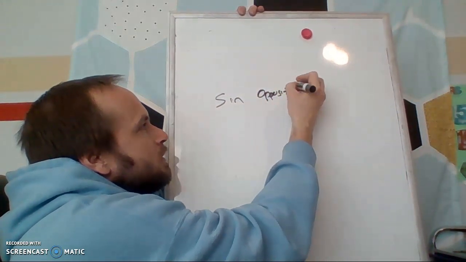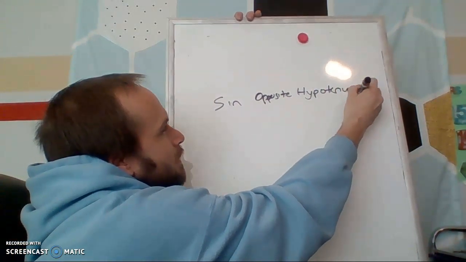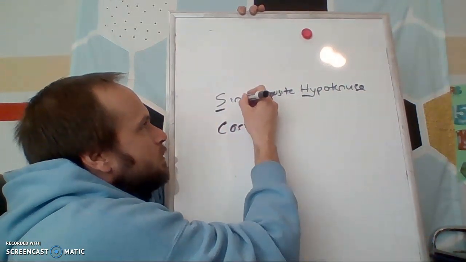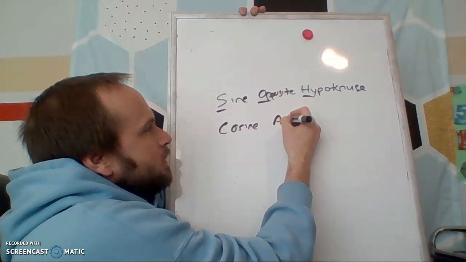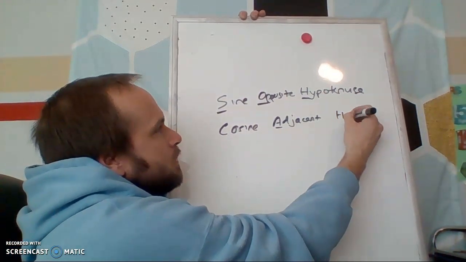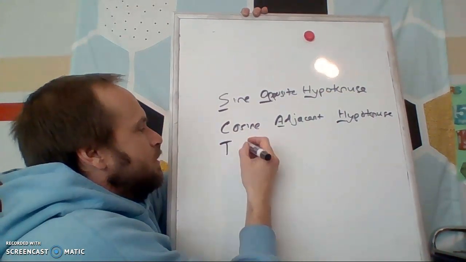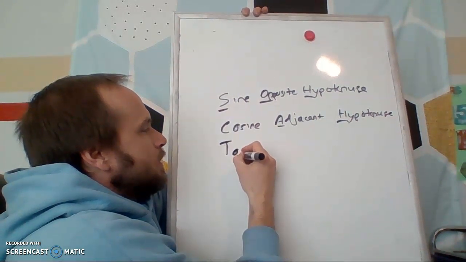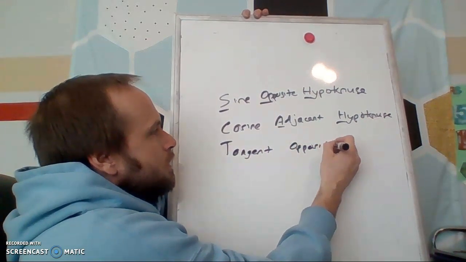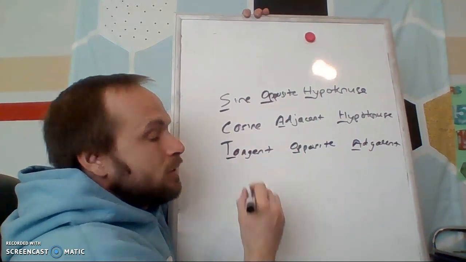SOHCAHTOA stands for: sine, opposite over hypotenuse, that's the SOH. CAH stands for cosine, adjacent over hypotenuse. And TOA stands for tangent, opposite over adjacent. Okay, what the heck do all these words mean?